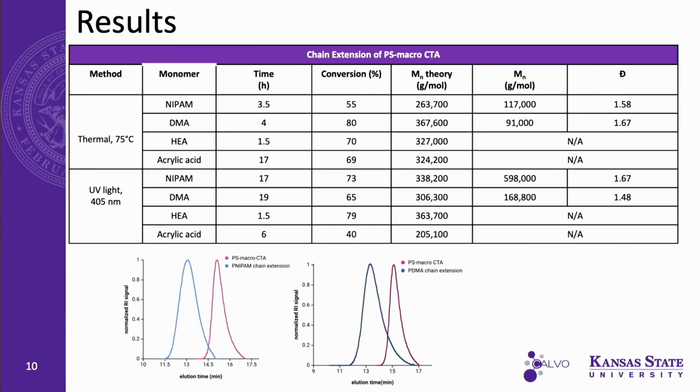We then chain extended the macro-CTA with various monomers, both thermally and via UV light. And one thing I'd like to point out here is that, as per our hypotheses, the UV light did end up giving us higher molecular weights and also maintained a lower dispersity, which gave us good control over the molecular weight. And this is clearly seen in the SEC graphs because there is a clear separation between the macro-CTA as well as the chain extended polymer, and the graph shifting to the left just says that the triblock copolymer has been formed and has higher molecular weight.